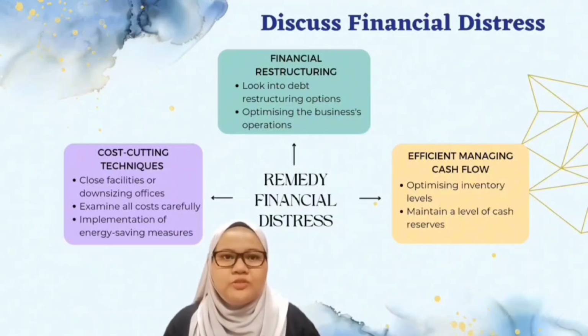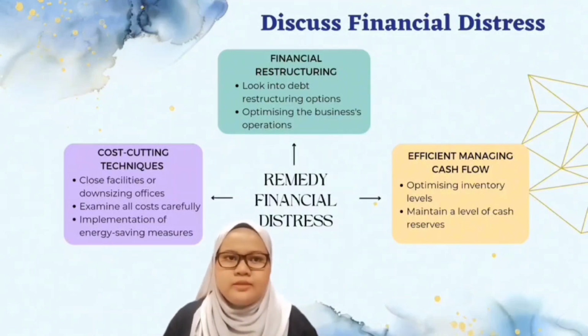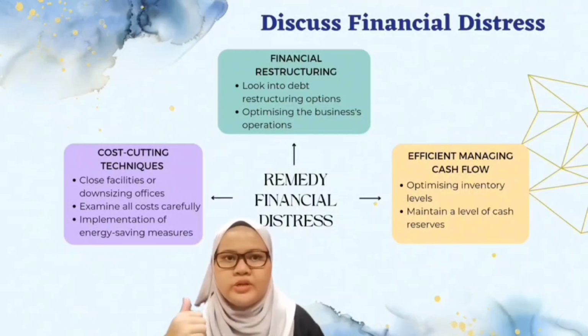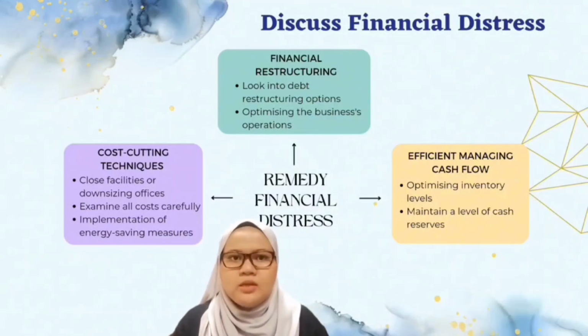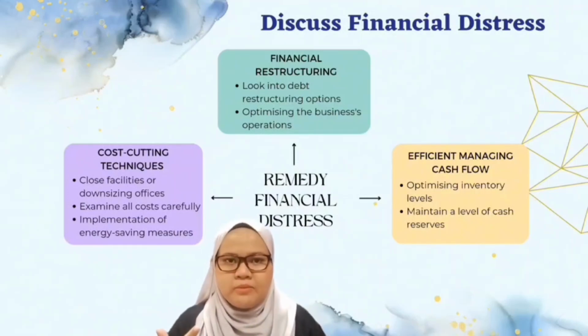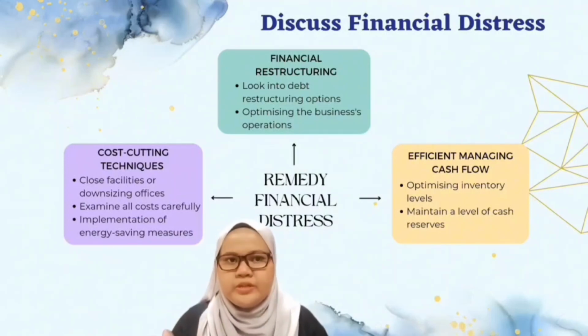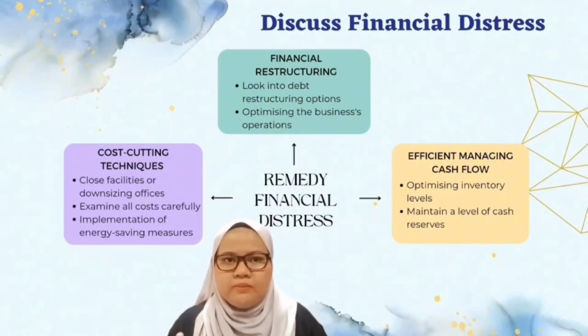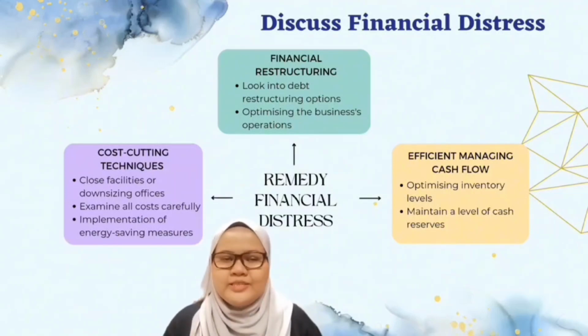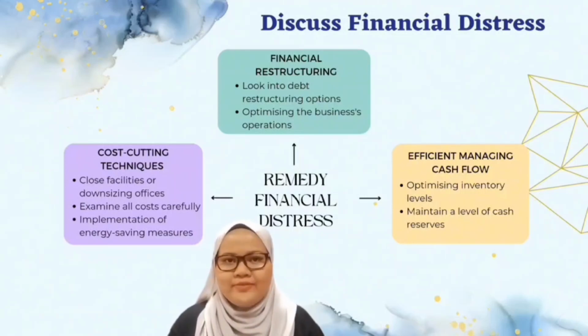Secondly, financial restructuring. In order to ease their financial difficulty, companies might look into debt restructuring options with the objective of lowering the total amount of their debt payments, extending the duration of their payments, or negotiating better interest rates. Besides, improving speed, streamlining processes, and optimizing business operations can save money and make it more profitable, which can help fix the problems that are causing it to be in financial difficulties.